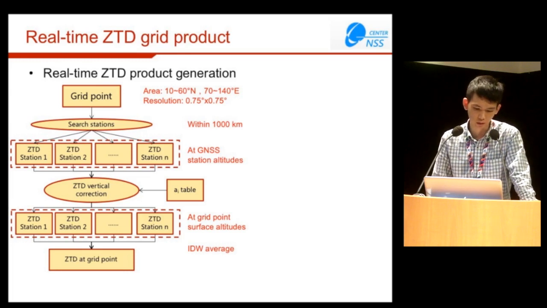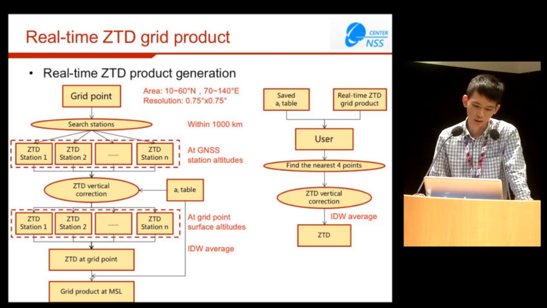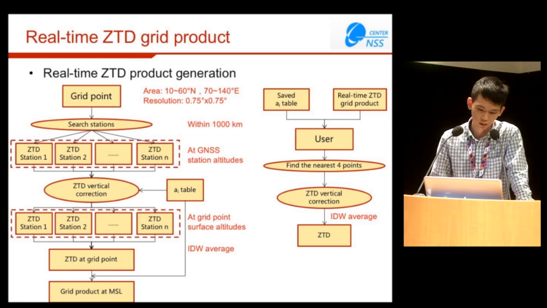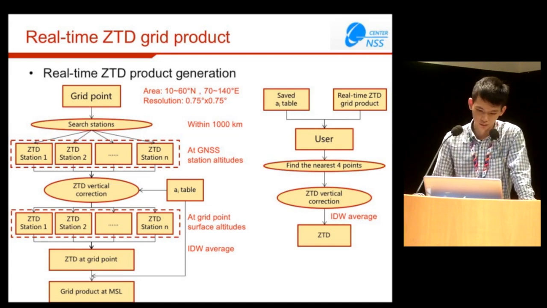And finally, we use the vertical correction model again to convert the ZTD to mean sea level and broadcast to users. At the user side, we receive the real-time ZTD grid product and use the vertical correction model to convert the ZTD from the grid from the mean sea level to the user location, and then calculate the average as the ZTD at the user side.